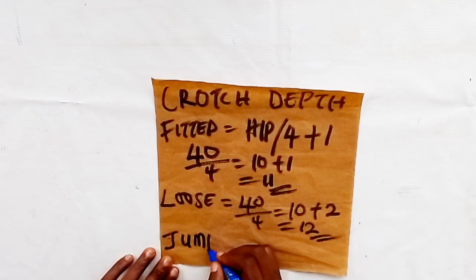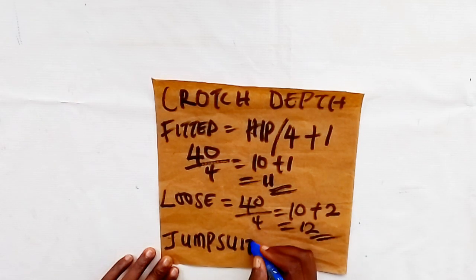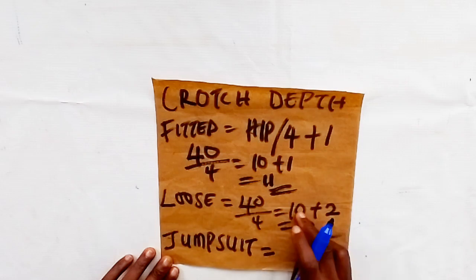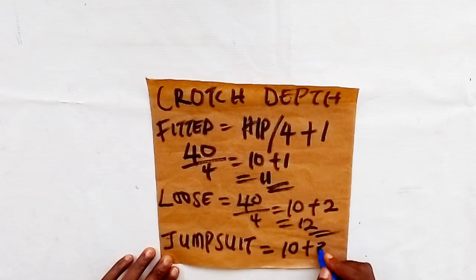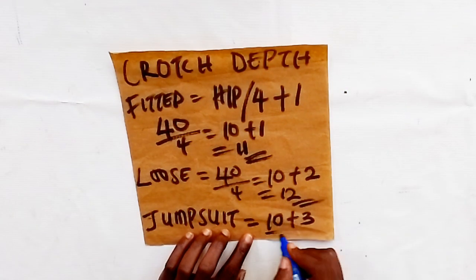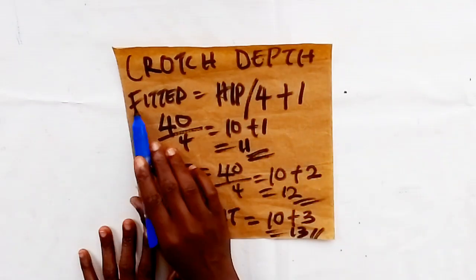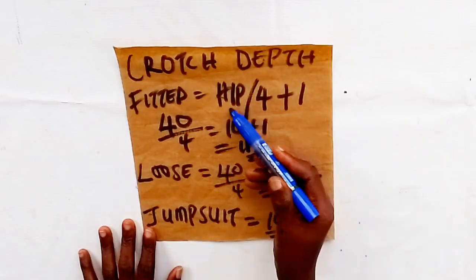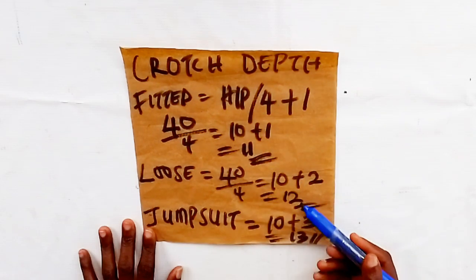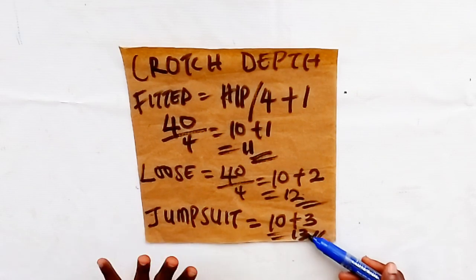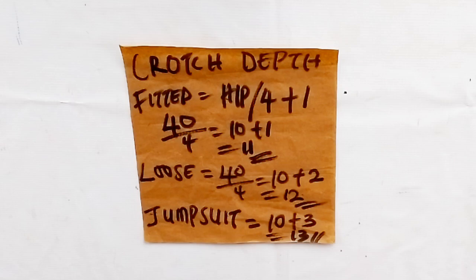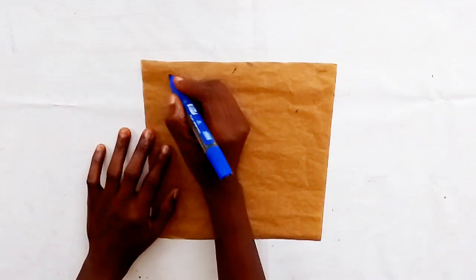And for a jumpsuit, still the same process. Divide your round hip measurement by 4, which is 10 inches, and add 3 inches to it, which gives us 13 inches. So you want to use this for your own measurement. As you can see from the answers we got, they are quite different from each other, which simply implies that one formula does not work for all types of pants.